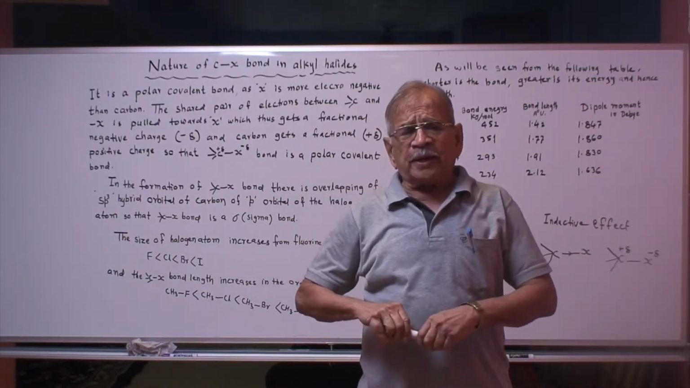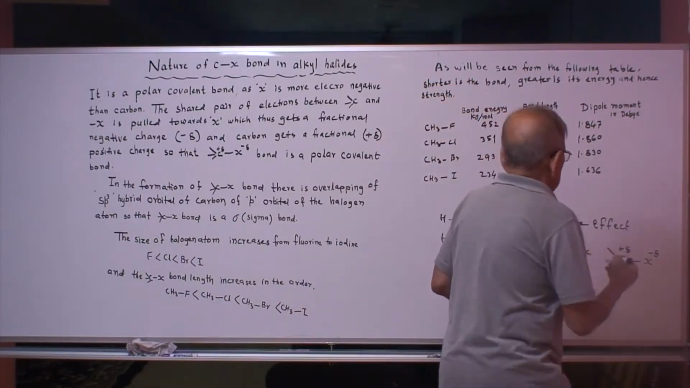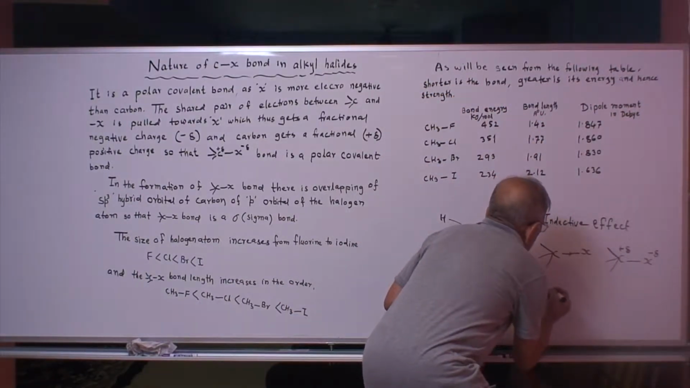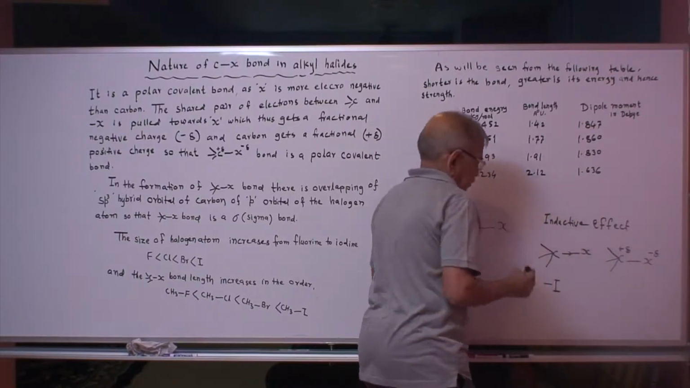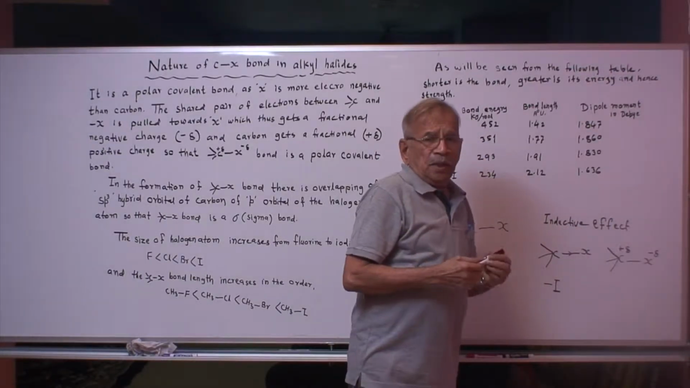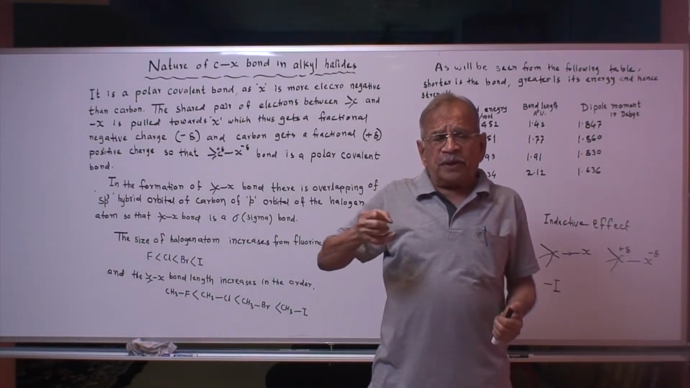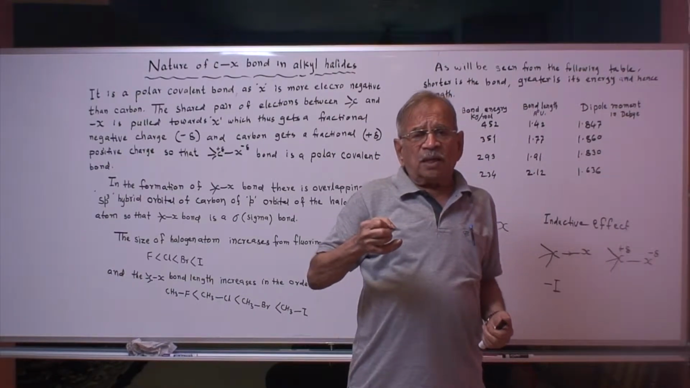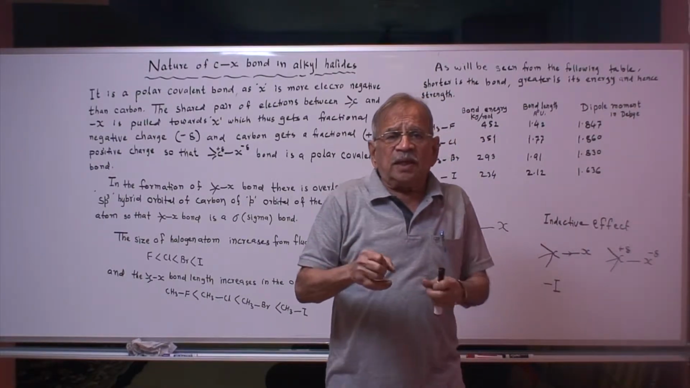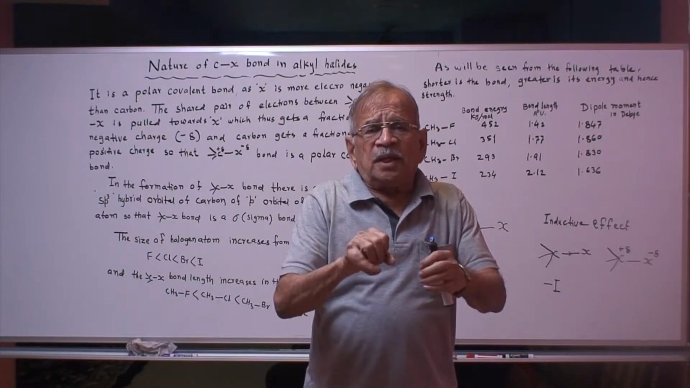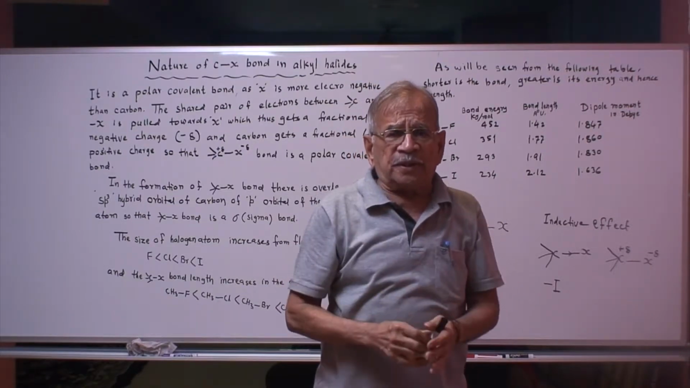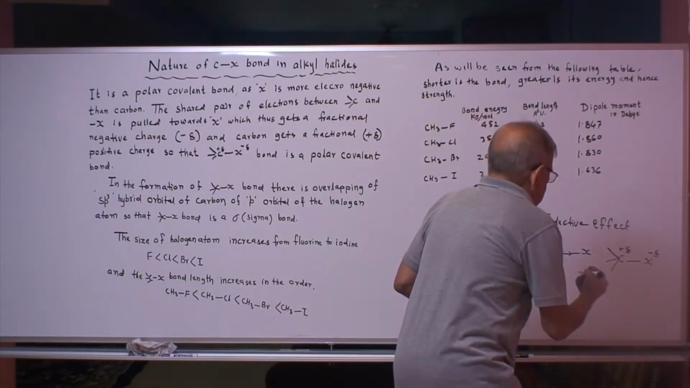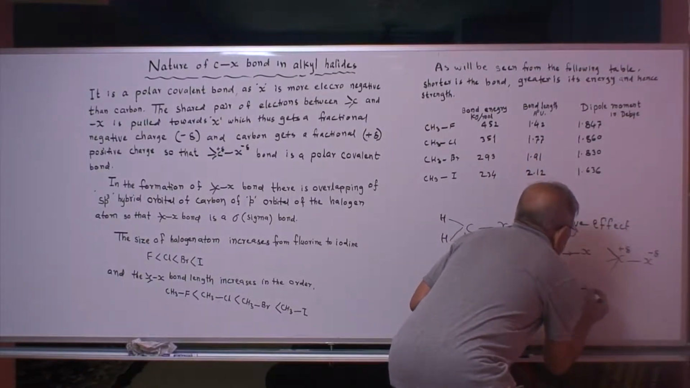Electron pulling effect, or electron withdrawing effect, is known as the minus I effect. Electron giving effect, or electron releasing effect, is referred to as the plus I effect.